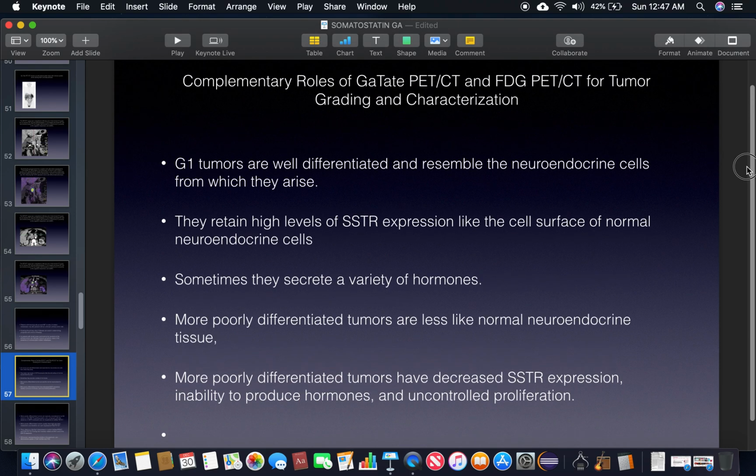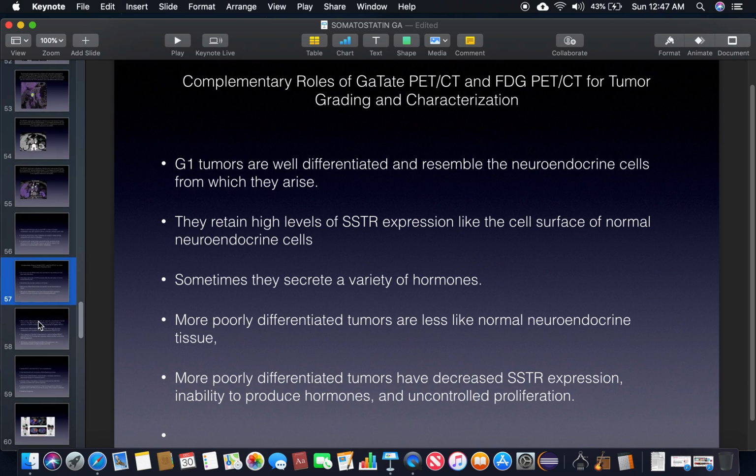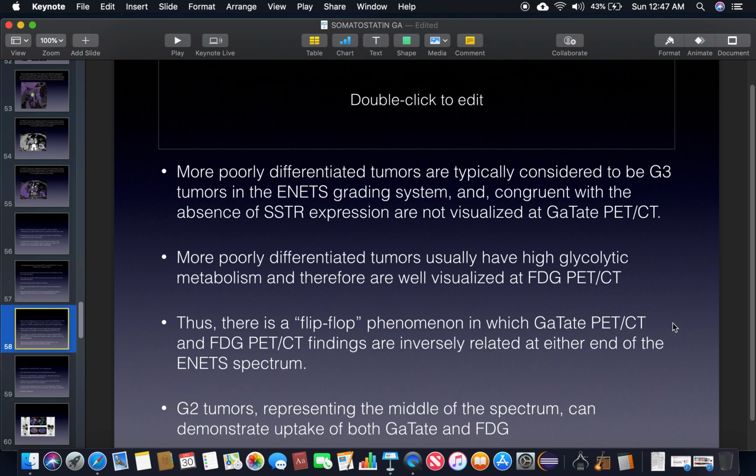I mentioned that the G1 tumors are well differentiated and resemble the neuroendocrine cells from which they arise. They retain high levels of somatostatin expression, and they may secrete hormones, whereas poorly differentiated tumors are less like the normal neuroendocrine tissue, and they have decreased somatostatin receptor expression. They do not produce hormones, and they have uncontrolled proliferation. So these are some of the characteristics of advanced or poorly differentiated tumors.